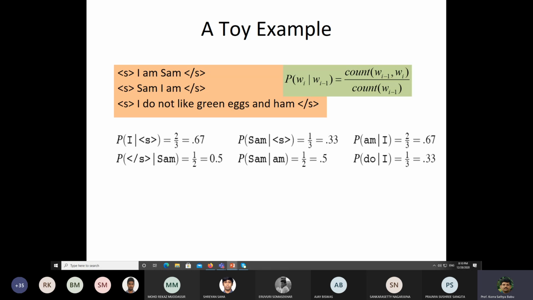So if you see the next example here, probability of am given I. What is the probability of the word am occurring given I? Okay, so it is equal to 2 divided by 3, again 0.67. So how many times did am occur after I? So I am, 2 times it has occurred, right?